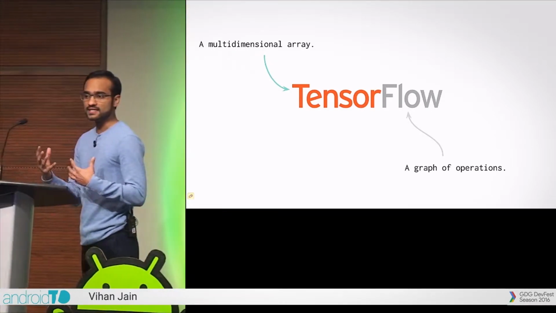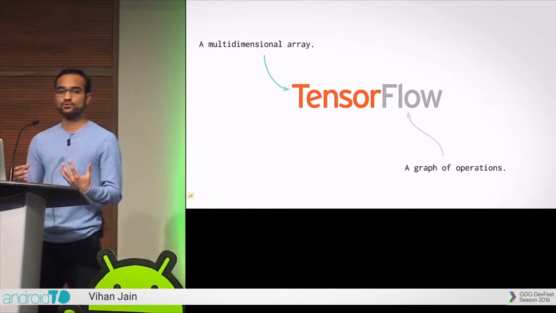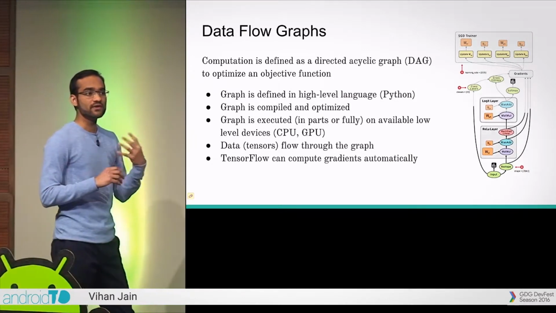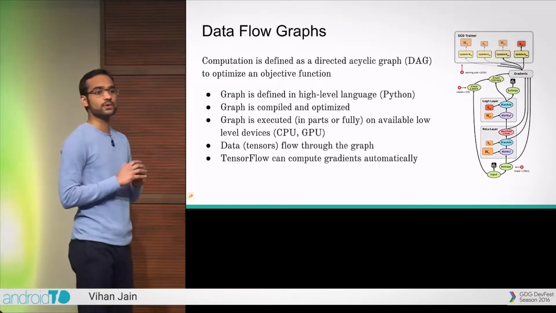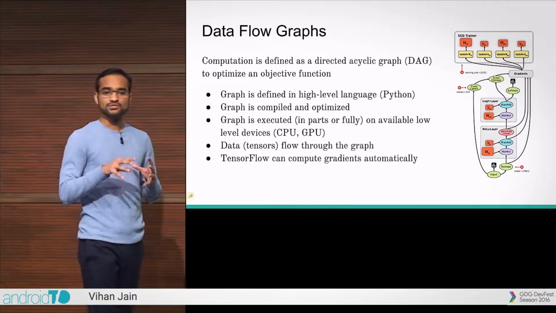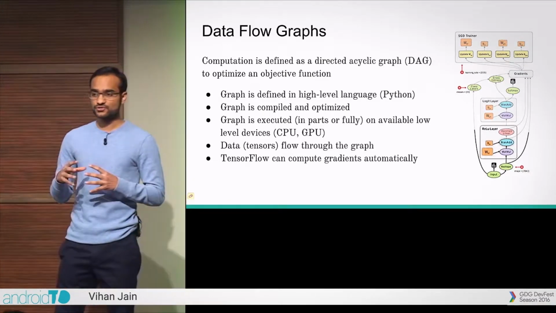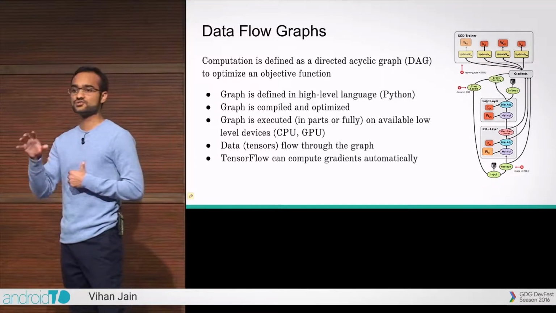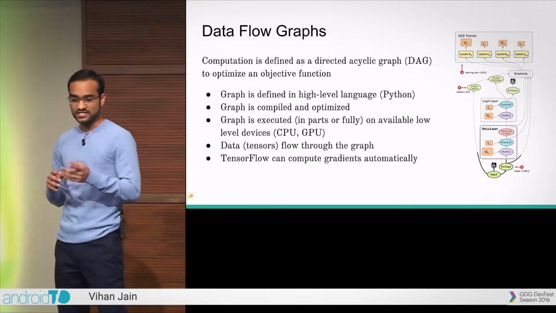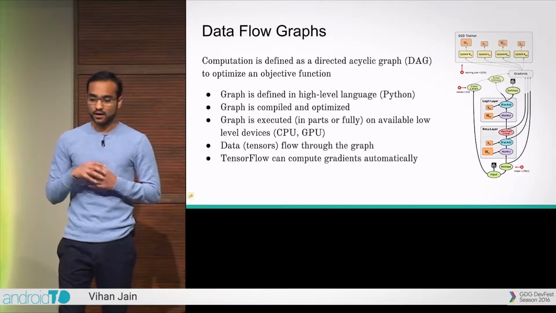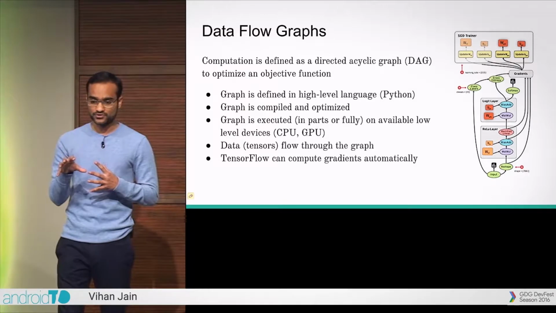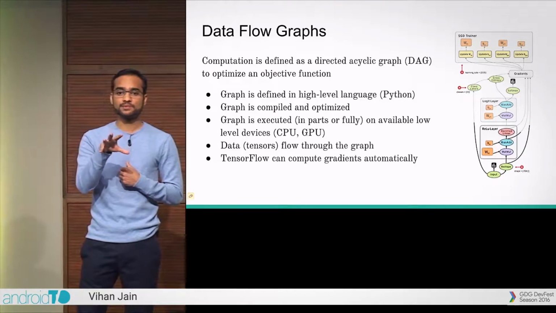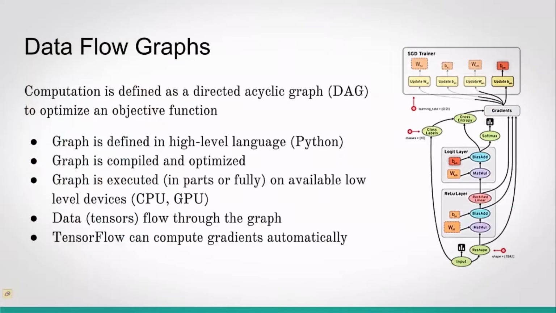And flow is how these tensors flow through the graph of operations. So in TensorFlow, you define your computations in the form of a directed acyclic graph. The nodes in the graph represent the computations, and edges represent how the data or tensors flow through these computations. As you can see in the figure on this slide, all the nodes represent one operation or the other, like addition, multiplication, and so on. And the edges represent how the data or tensors are flowing through these operations.